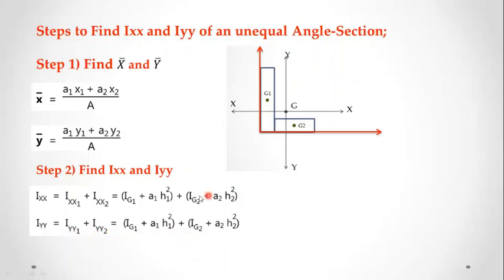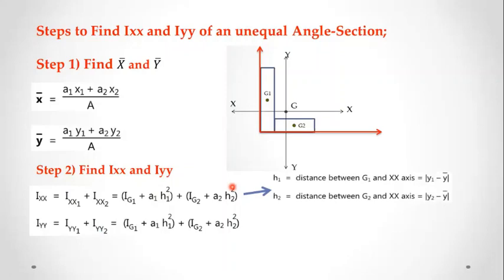In the Ixx calculation, H1 and H2 values are y1 minus y bar and y2 minus y bar. H1 is the distance between G1 and the x-axis. This is the x-axis and this is G1. Now H2 is the distance of G2 from the x-axis, that is y2 minus y bar. That is a modulus, so you will always get a positive answer.